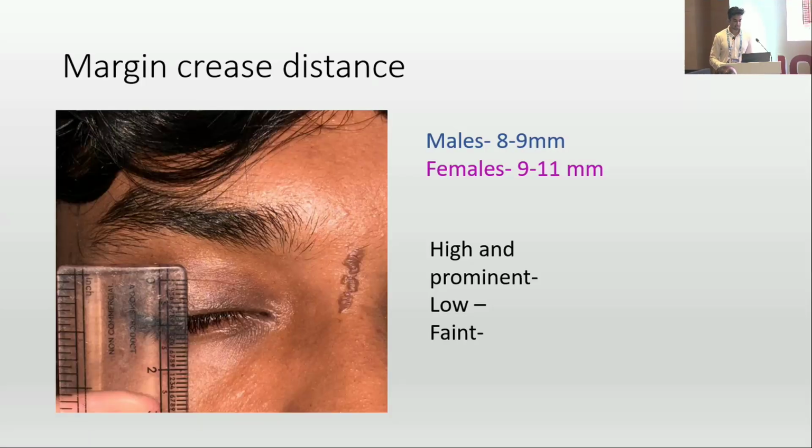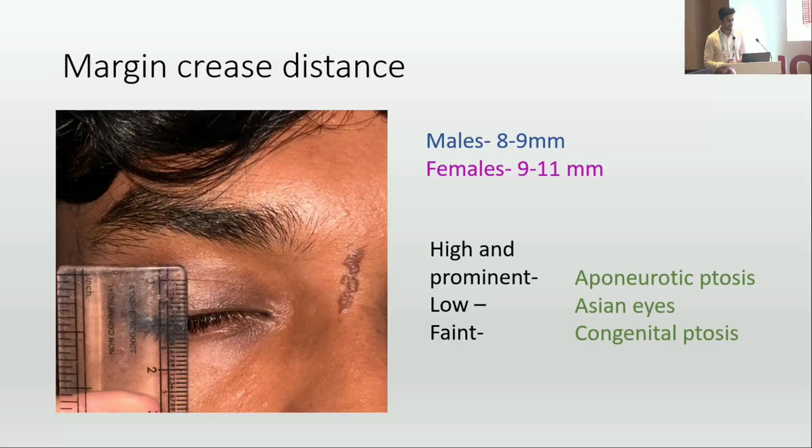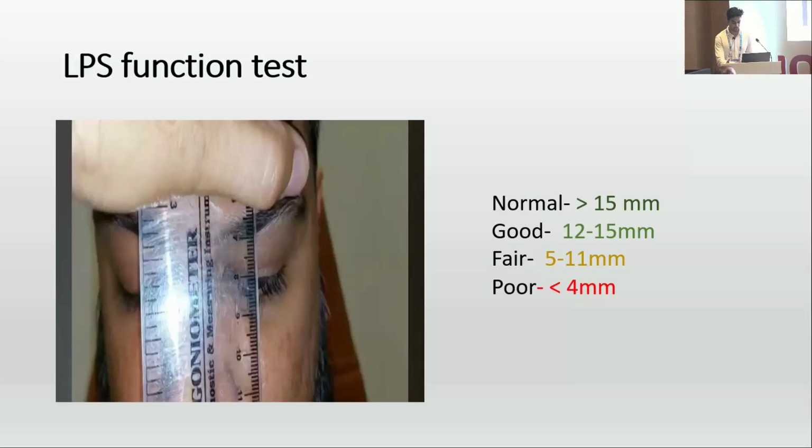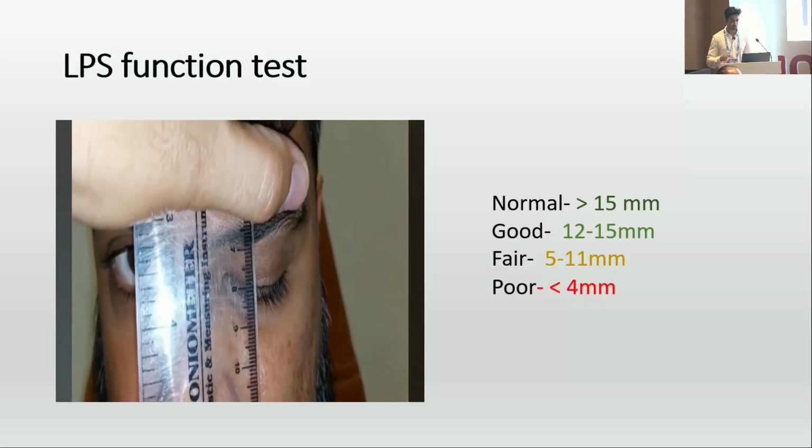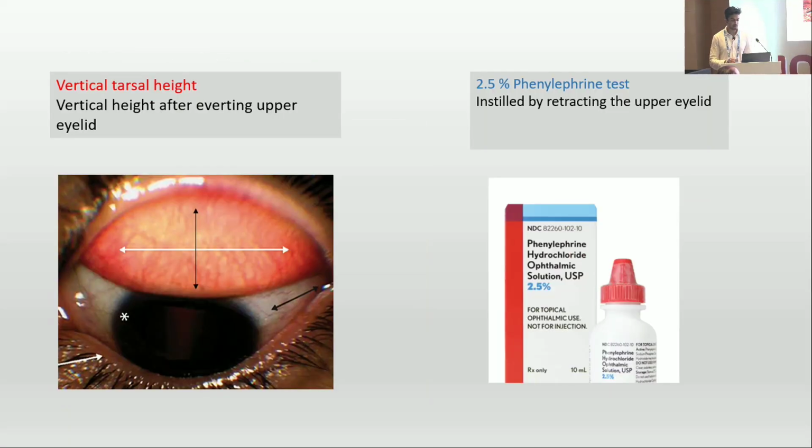Margin crease distance is measured by asking the patient to look down, and the distance is measured from the most prominent crease to the eyelash margin. High and prominent is seen in aponeurotic ptosis, faint is seen in congenital ptosis. LPS function is assessed by pressing on the frontalis, locking the frontalis, and asking the patient to look from the lowermost gaze to the uppermost gaze. Vertical tarsal height has importance in Fasanella-Servat surgery, and the phenylephrine test has importance in Muller's muscle resection.